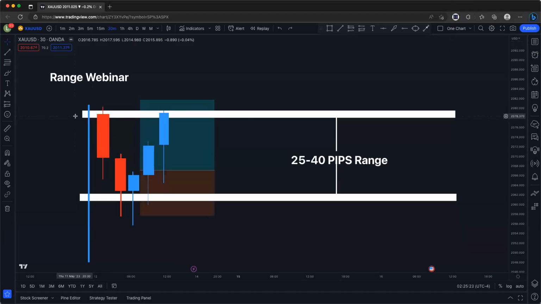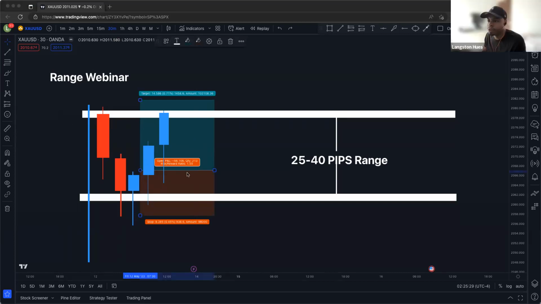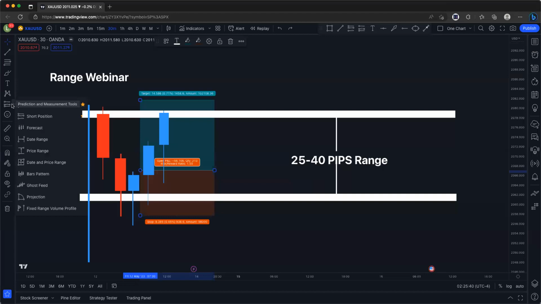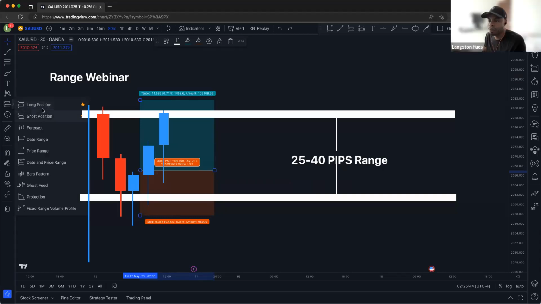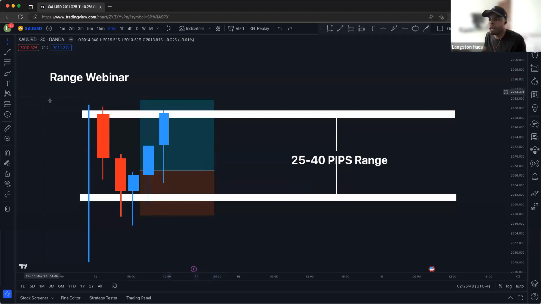Which tool do you click to open the stop loss feature? The stop loss? Oh, it's right here to the left. It's the position sizer, so long position. Oh, that one. You got short and long available. Okay. Yeah, you got a few things in here.